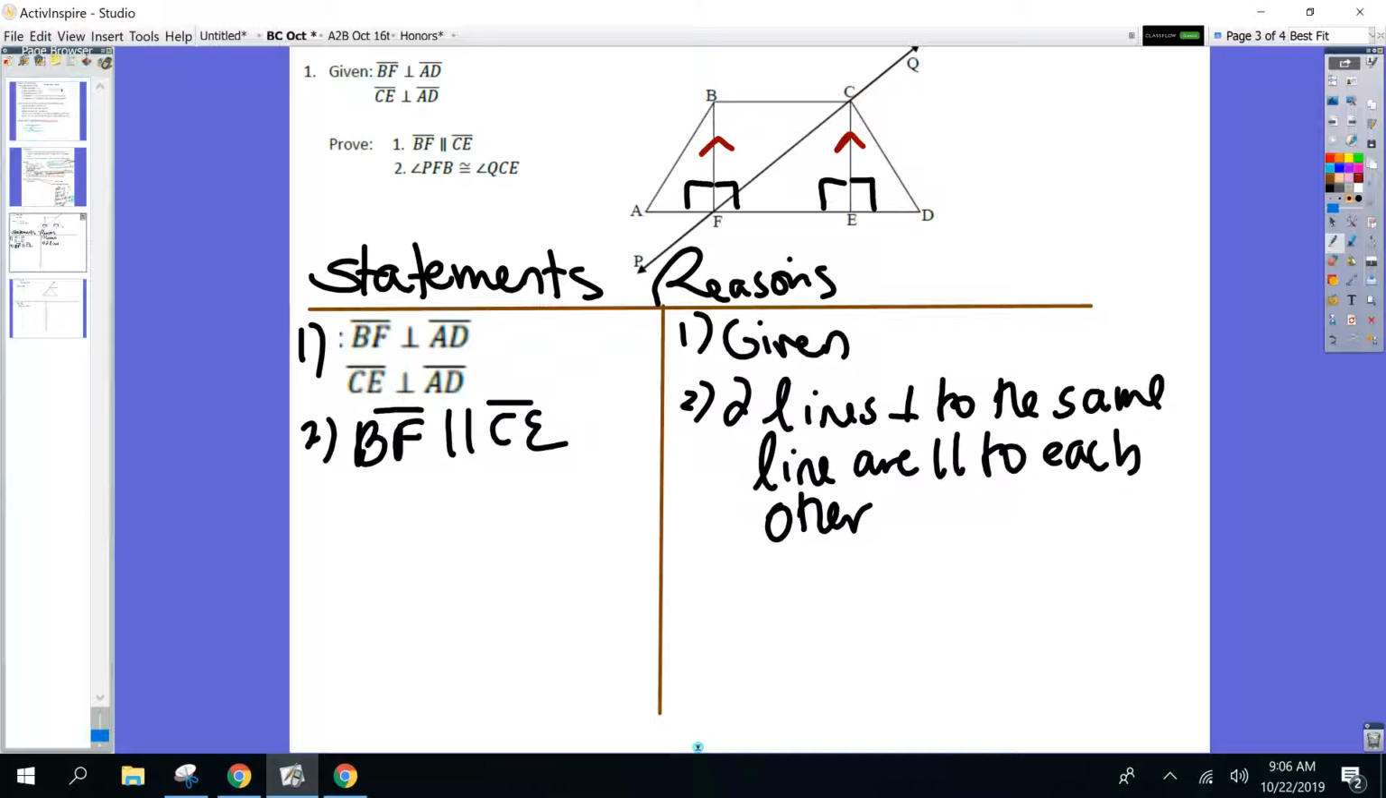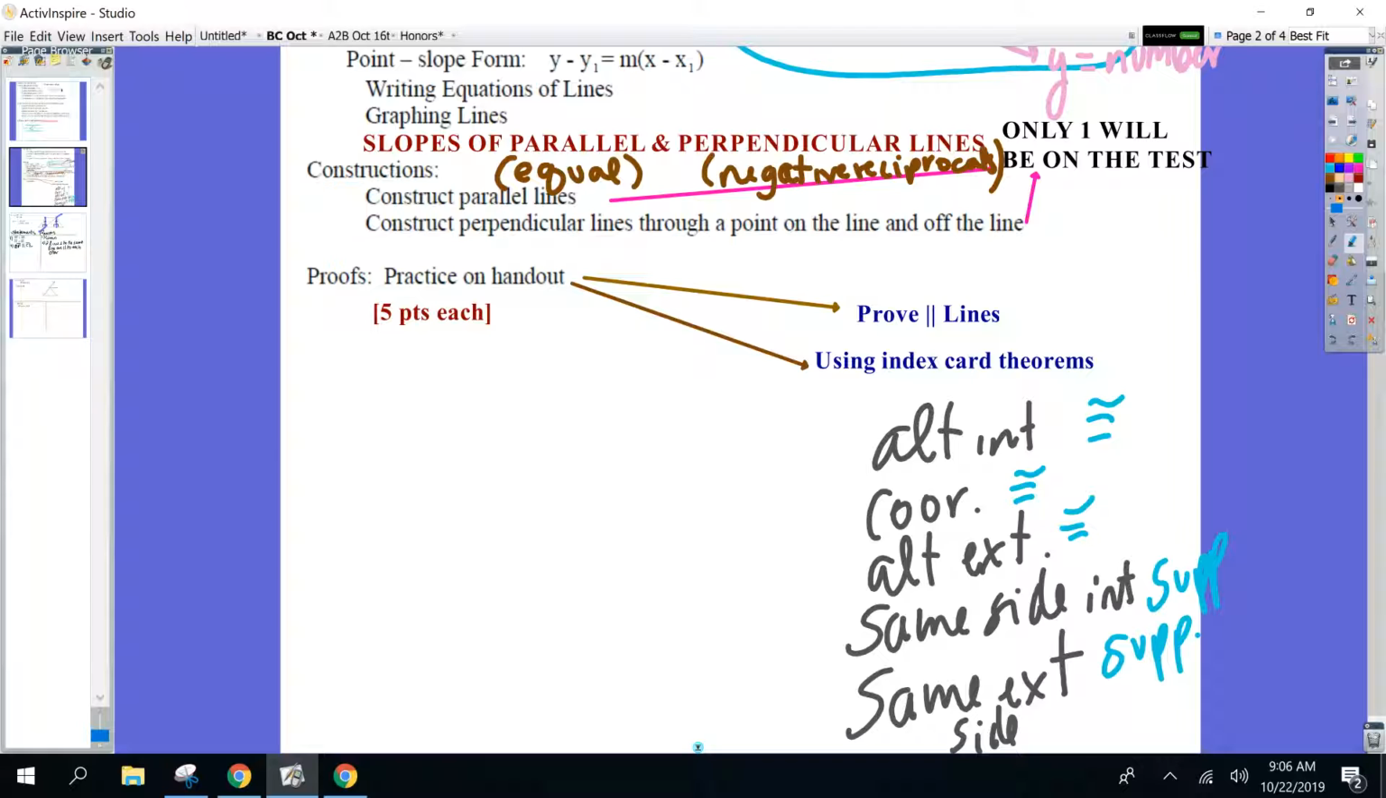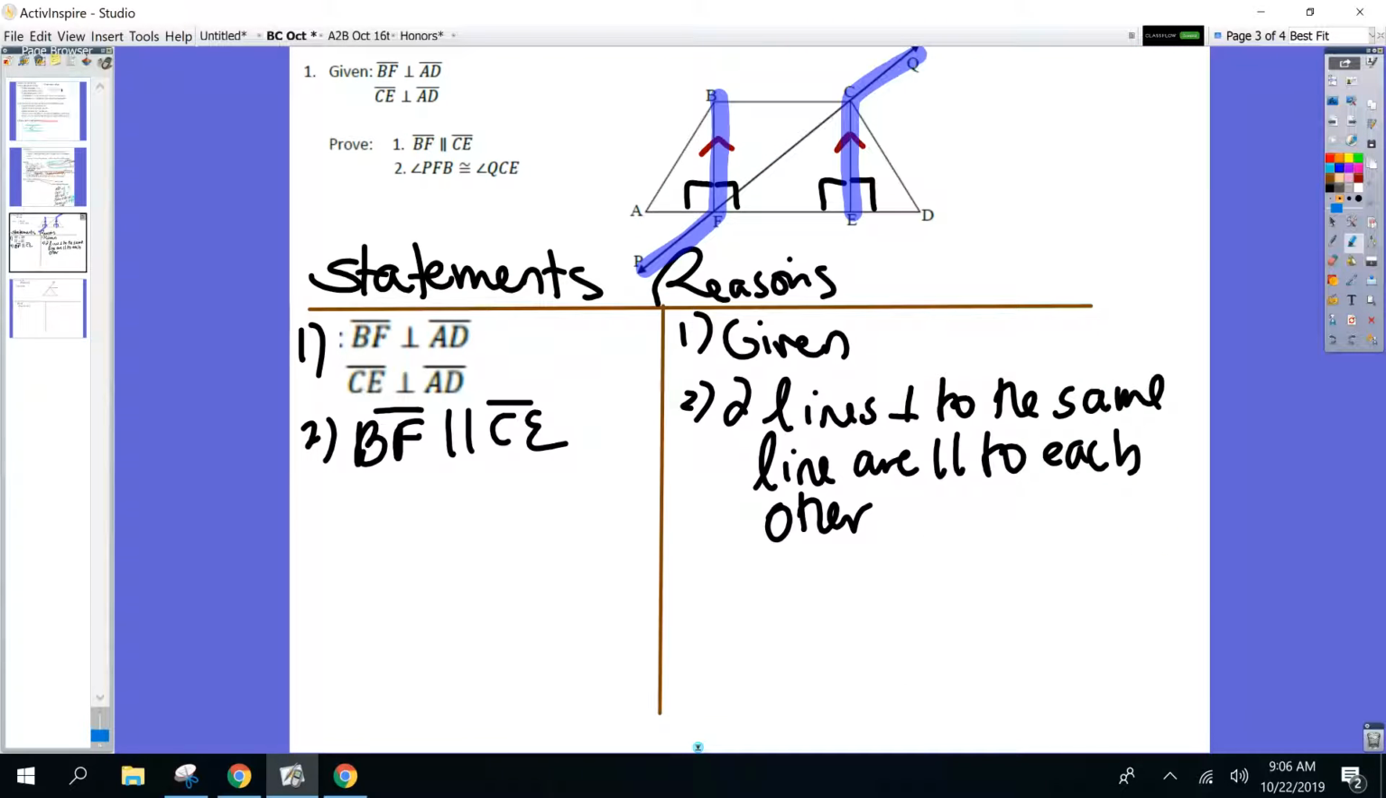Continue the proof. It's not a new statement of reasons. Continue it now. Now that they're parallel, how can we get these two angles that I'm going to highlight up here, PFB, congruent to QCE? And remember, you already have parallel lines. Are those two angles any of these special angles? I think that's a struggle with some of you. That's where we are right now. That's a big struggle for some of you, is that you cannot identify if they're corresponding, alternate interior, or same side. All right, let me try to help you out here.